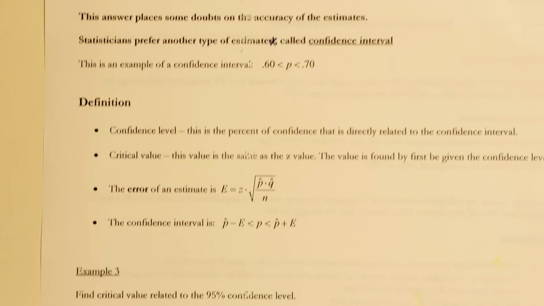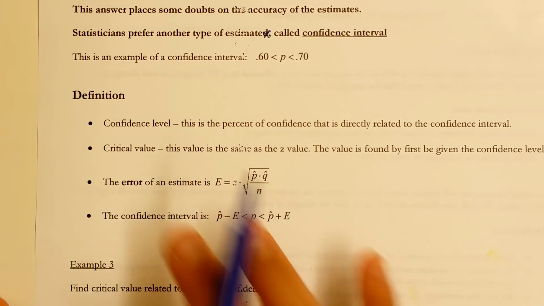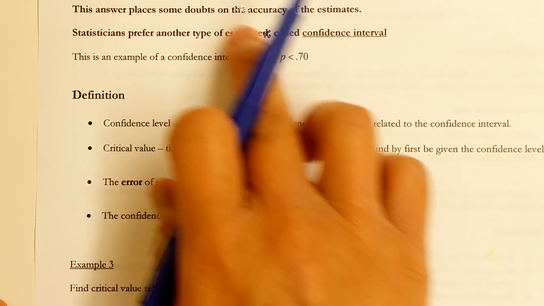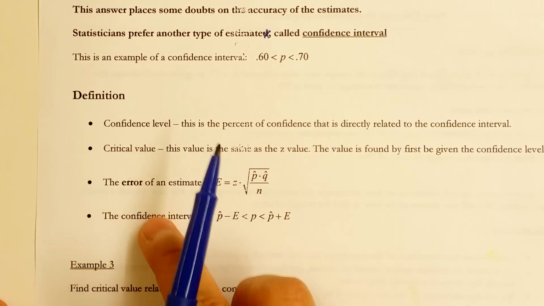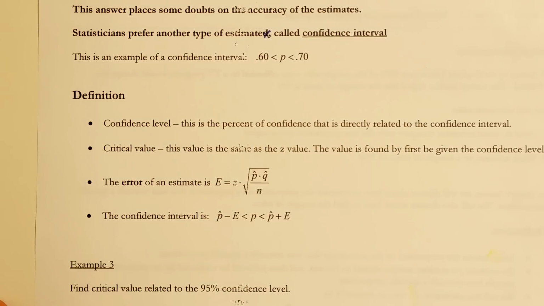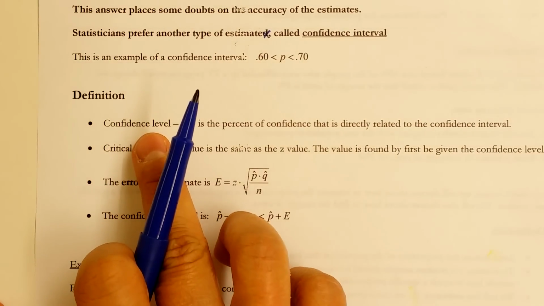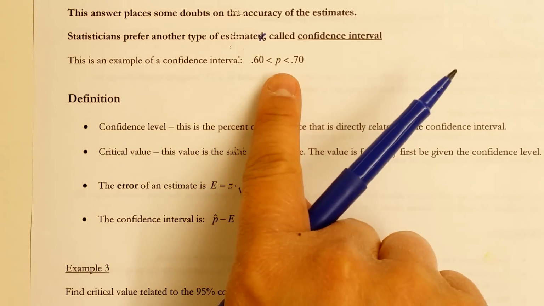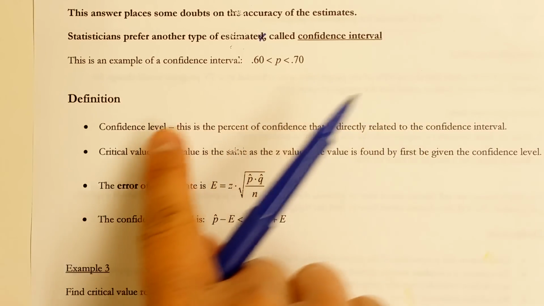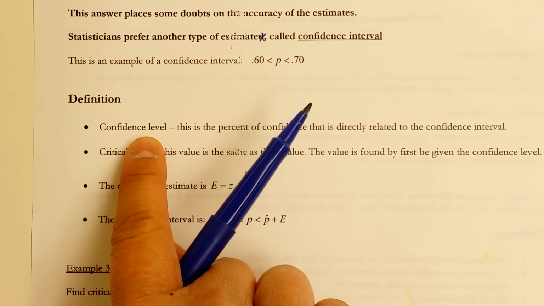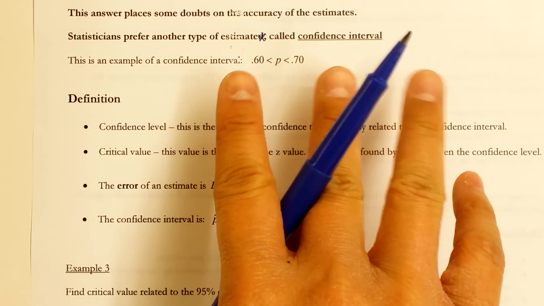So before we look at how we find the confidence interval, let's look at some of the definitions involving a confidence interval. A confidence interval involves a confidence level, which is a percent of confidence. How confident are you that the true proportion actually lies between there? We call that a confidence level. The higher the confidence level, the longer the interval.